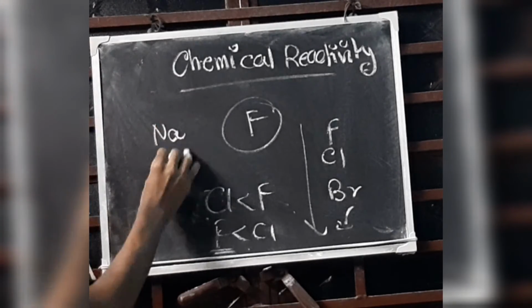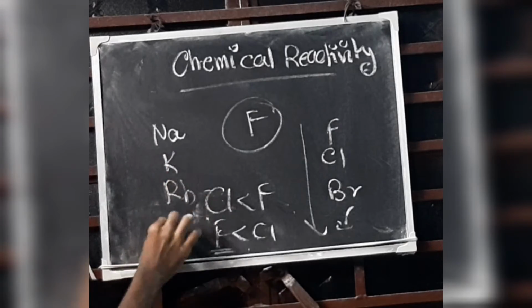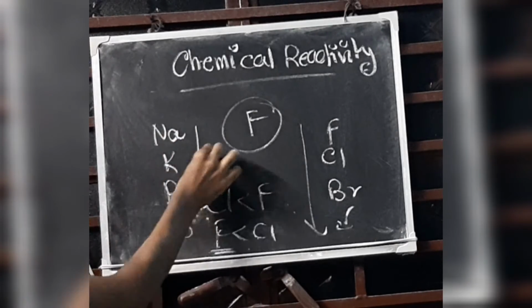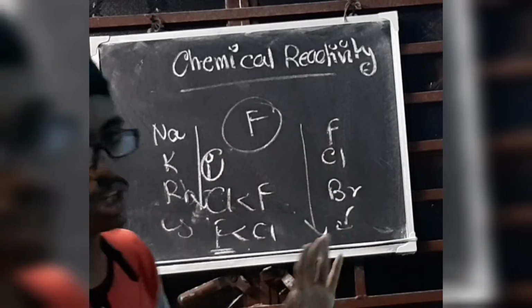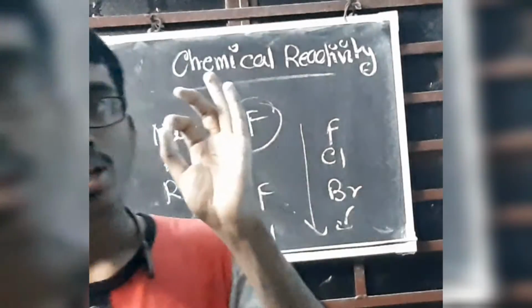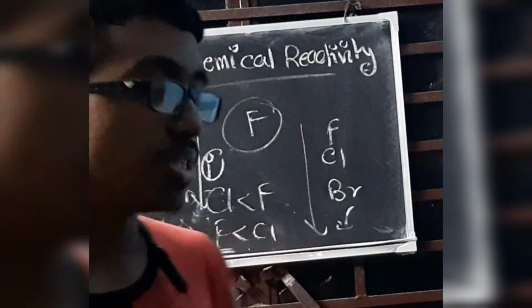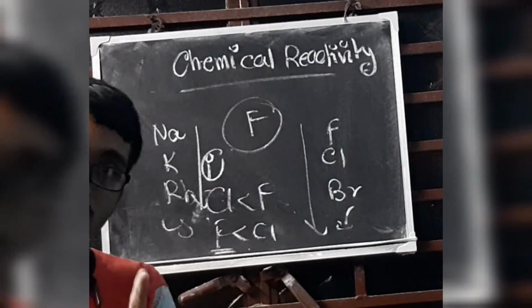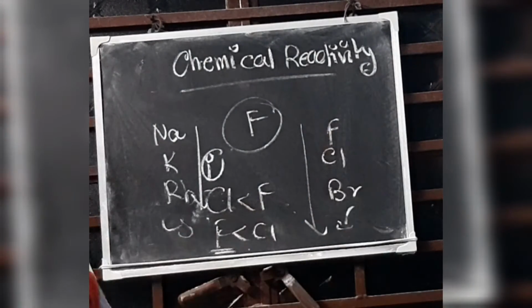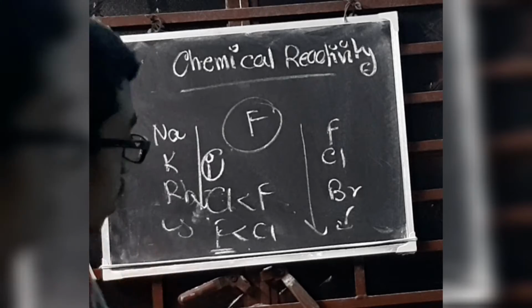For metals, it will increase down the group. But for non-metals, it is the opposite. So the most reactive metal is present below, but the most reactive non-metal is present here. That is fluorine. Why? Because of electron affinity.